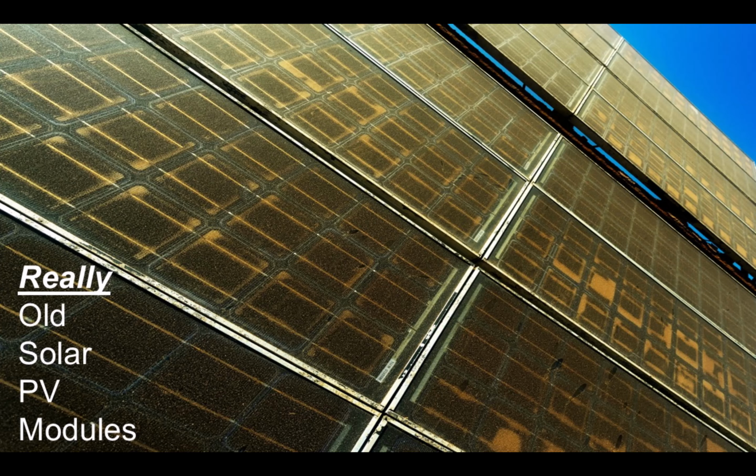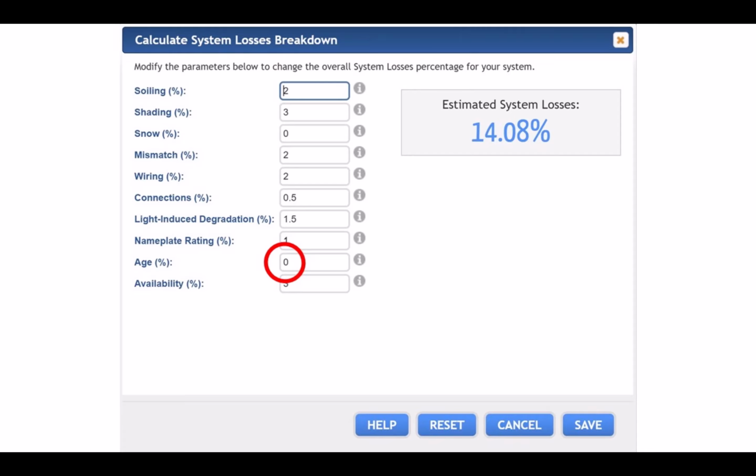As a general rule, your modules decline in performance between 0.5% and 1% per year. Your teacher will provide you with the age of your array and what percent loss to use each year due to aging. Do the multiplication and enter your percent system loss due to aging value here and save.